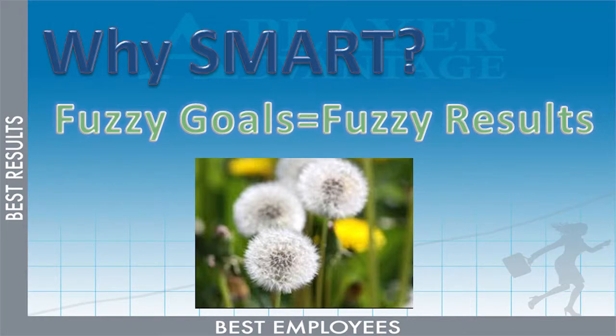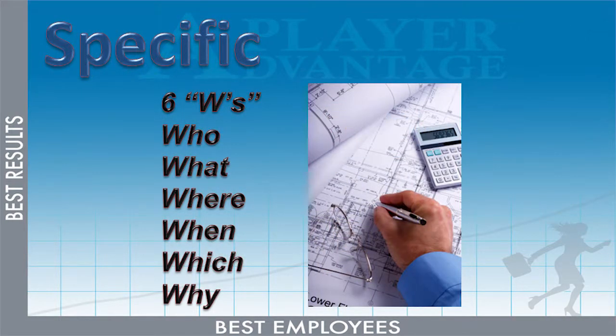Let's start with specific. So there's 6 W's that help us form a specific goal in a SMART goal. The first is the who. Who's involved with this? Who will actually deliver the SMART goal? What is involved with the task? So we have the who, we also have the what. The next W is the where. Where is this going to occur? When is it going to happen by? Which people are involved? And why is it important?